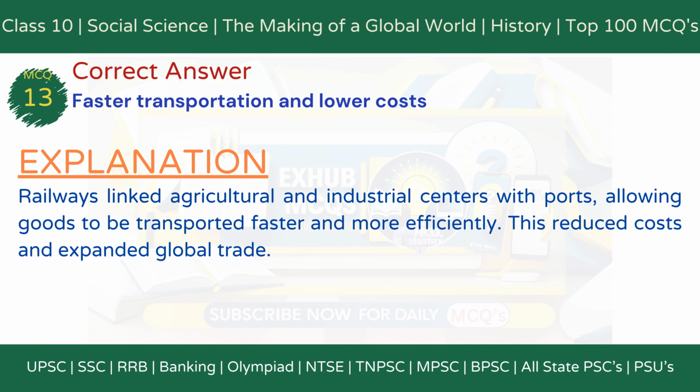The correct answer is option B, faster transportation and lower costs. Explanation: railways linked agricultural and industrial centers with ports, allowing goods to be transported faster and more efficiently. This reduced costs and expanded global trade.